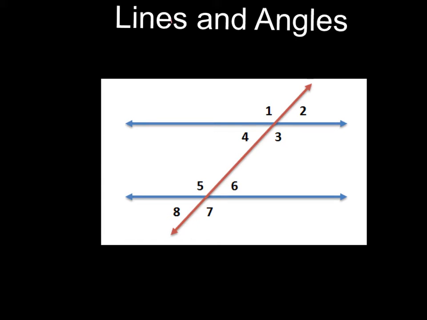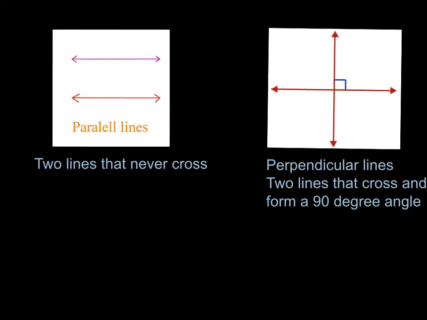This lesson will be over lines and angles. First, I want to review a couple of vocabulary words. The first one would be parallel lines. So parallel lines are lines that never cross. So these two lines here are going to continue forever and they're never going to cross.